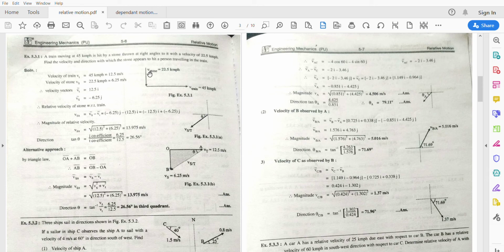Now it is mentioned that the stone is moving perpendicular to the train, but the apparent angle will be 26.56 degrees for the person who is observing from the train, and this is how the relative angle is determined.